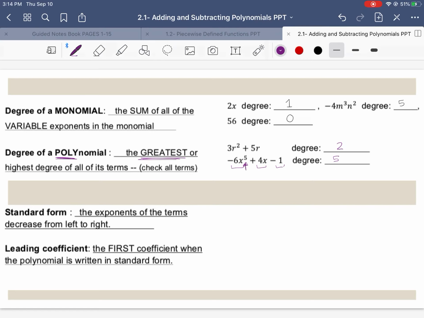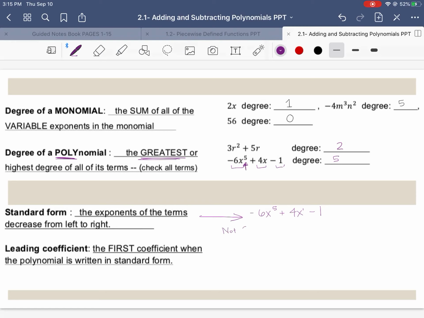Okay, and when we understand what degree is, then we can write our equations in what we call standard form. So standard form, the definition is down here. We've got the exponents of the terms decrease from left to right. So notice even in the example we looked above, we would have negative x to the fifth. Fifth is the highest exponent. Then we have a term that has a degree of 1. We don't usually write the 1, but there's a variable there. And then we have our negative 1 with no variable parts.